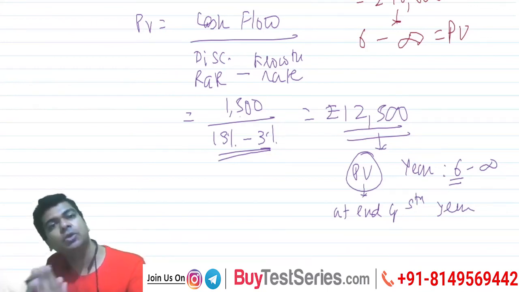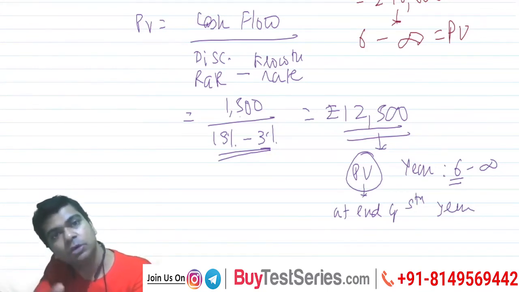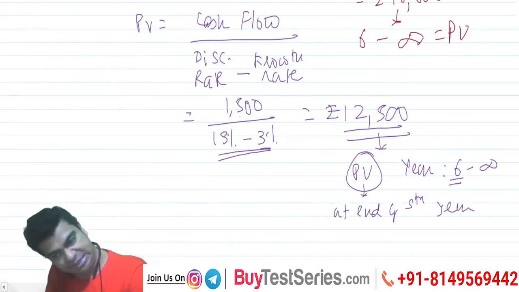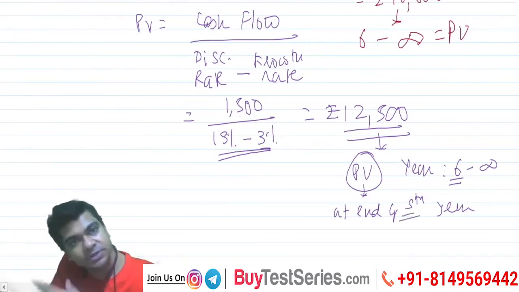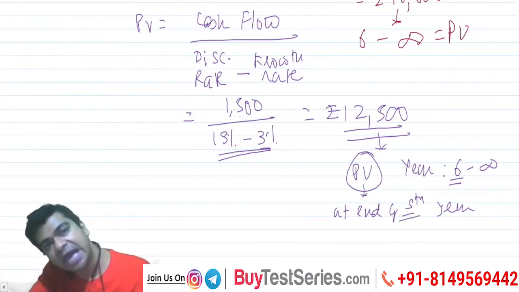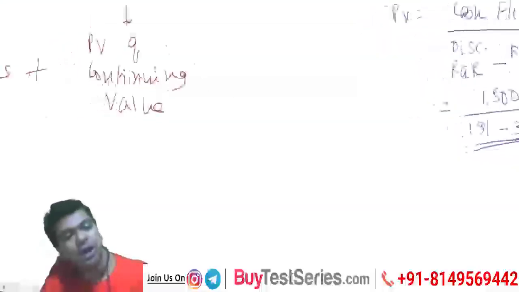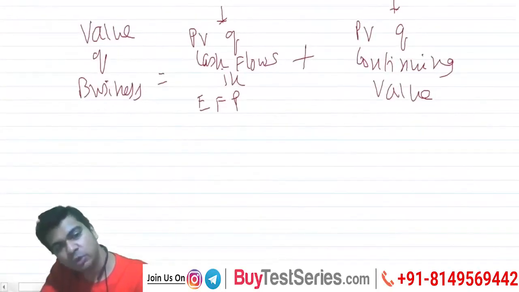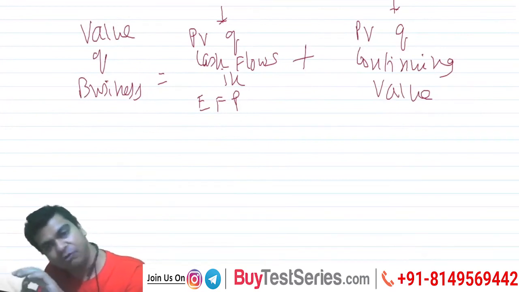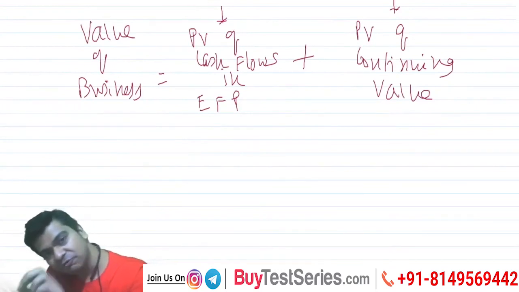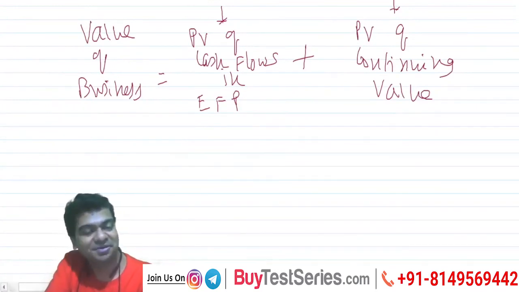But when I calculate the value of the business, I want the value of the business as on today. So this is at the end of the 5th year. So discount it and find out how much it is as on today. So that's the reason I am saying that we should work out the present value of the continuing value, add to it the present value of the cash flows in the explicit forecast period, and the sum total of the two is the value of the business. Right?